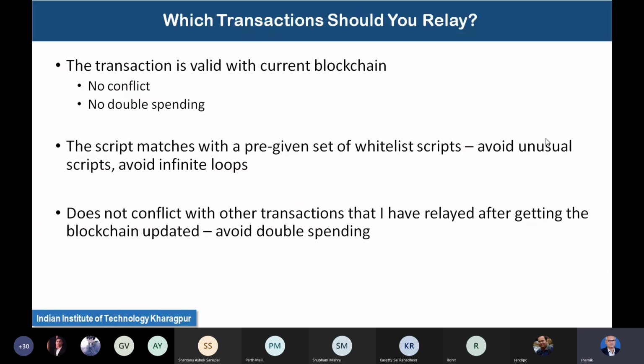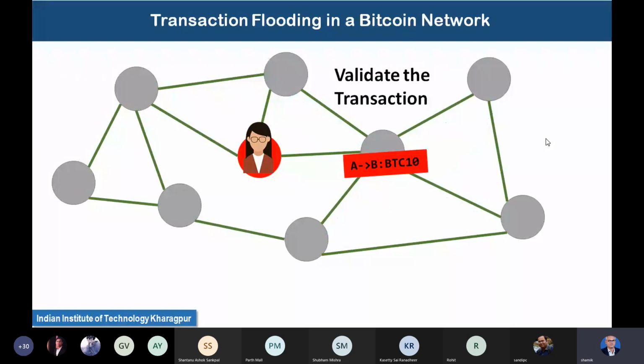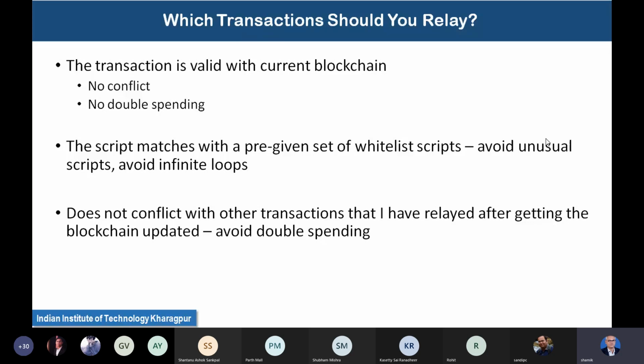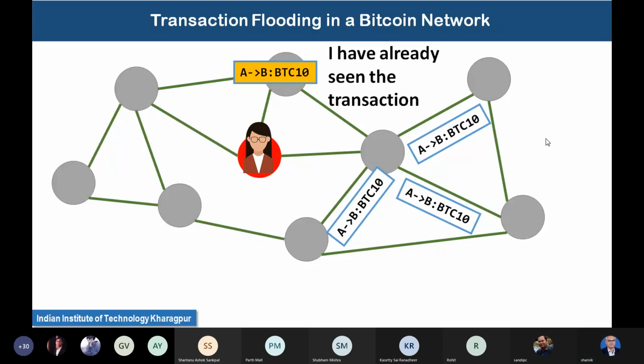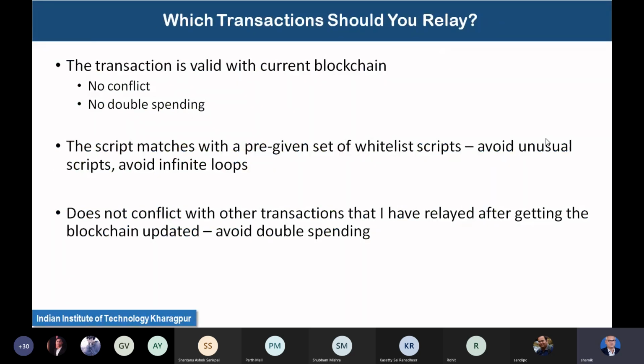So when would you relay the transaction? As we showed here that we are validating the transaction, we would see that the transaction is valid with the current blockchain. There is no conflict and no double spending. So how does it check for double spending? Essentially, every node can check what is the source of that Bitcoin that Alice is now spending. Alice is sending to Bob these 10 Bitcoins. So from where did she get it? It will show that Alice got it from another hash, and if that had sufficient, these 10 Bitcoins, then Alice can spend it.